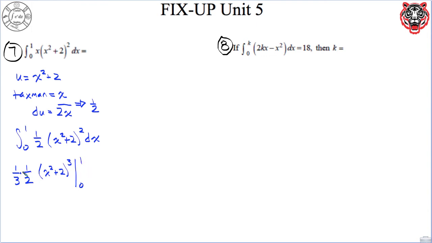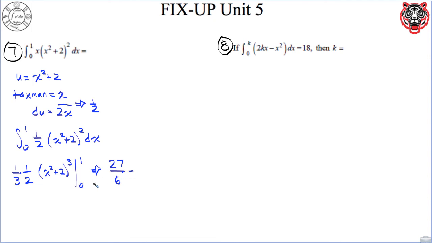Alright, so this is going to be 1/6, that's easy to do. I don't need to actually write that down to simplify. Let's just plug these in. So when I plug in 1, 1 squared is 1, plus 2 is 3. 3 to the power of 3 is 27. 27 divided by 6, I'll leave that as 27/6.